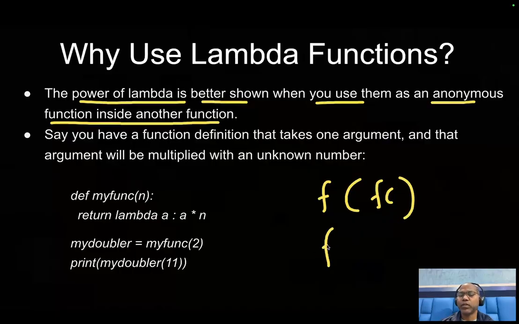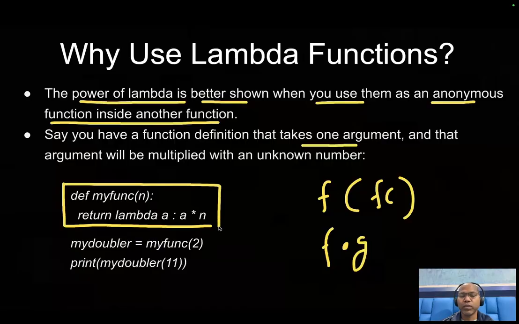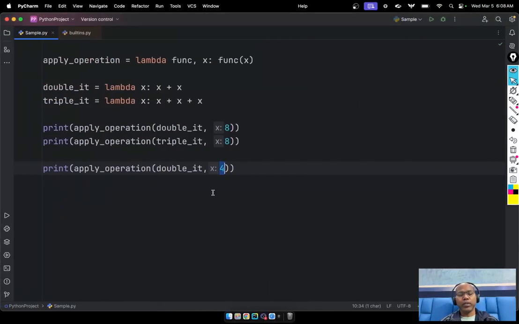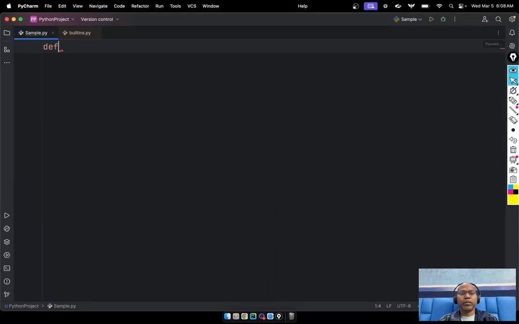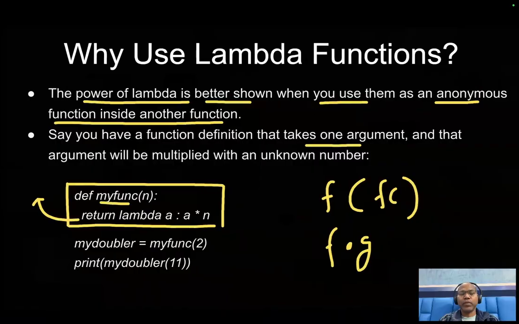Or you can say a function of g, mathematically. The function definition can take one argument, or maybe multiple arguments, as we already discussed. Here, in ordinary functions, we define the function name, and you can return a lambda as well. So here you can define, let's say, my_fun.